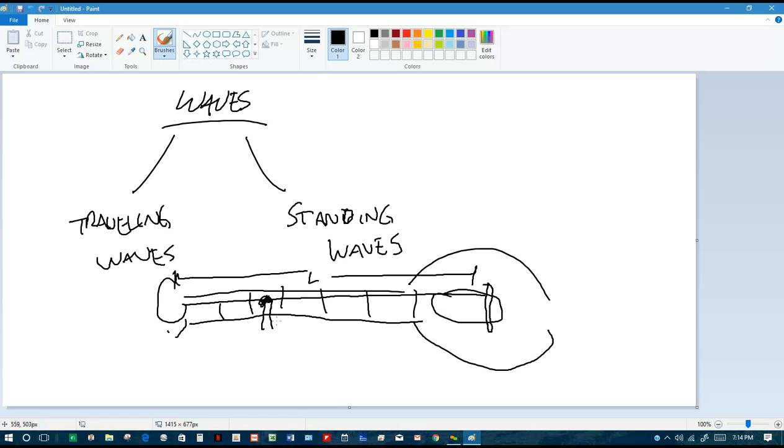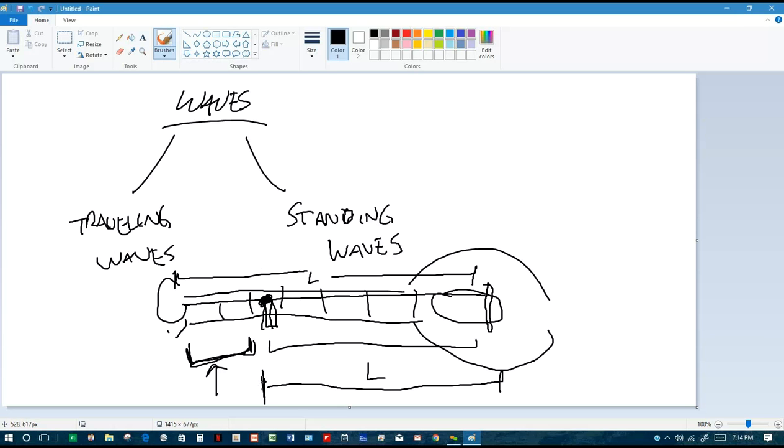Shortens, exactly. The string is clearly still the same length, but when you're trying to make a sound, the length you're referring to is the portion that's actually vibrating. So when you put your finger there, you now have a new, shorter length that goes from here to here. When you pluck the string with your finger in this position, the portion in between here and all the way down here is the portion that vibrates, right?